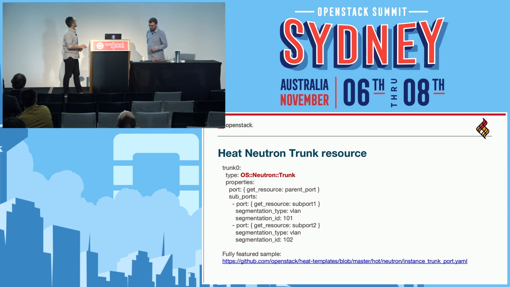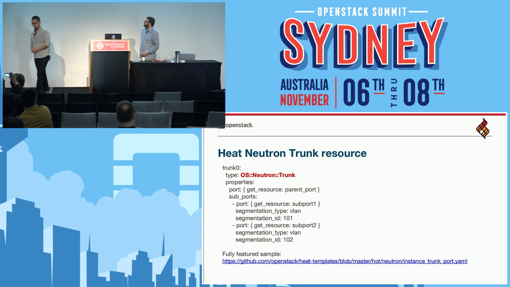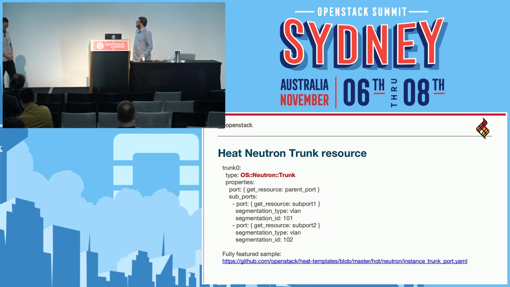You want to talk about Trunk? So we are responsible for one new Heat plugin for a new resource. This is about the OS::Neutron::Trunk resource, which is new in the Pike version of Heat. In Neutron, though, this is not totally new. It was introduced in the Newton version of Neutron.